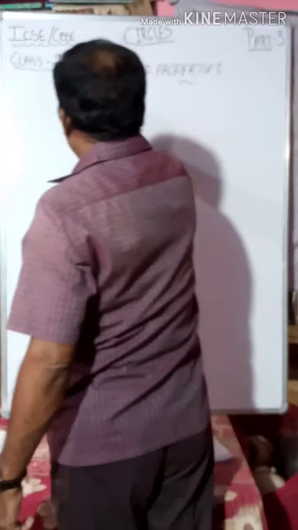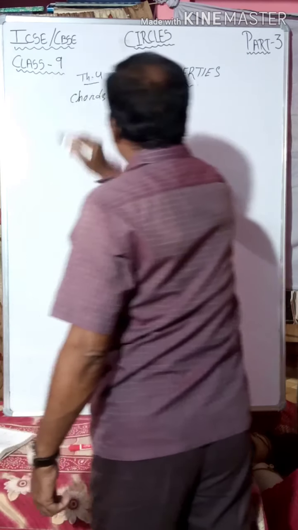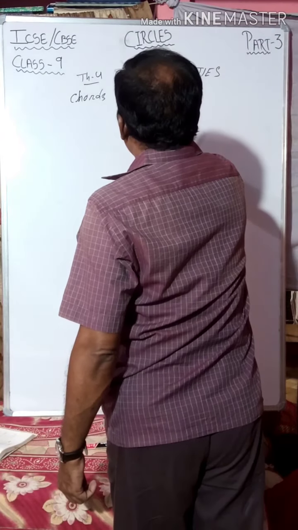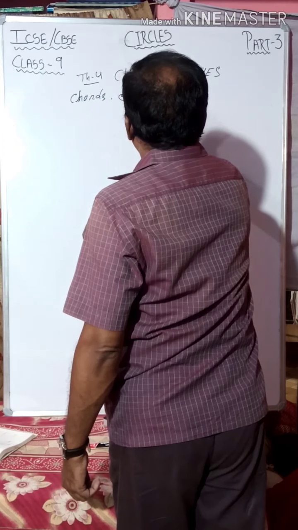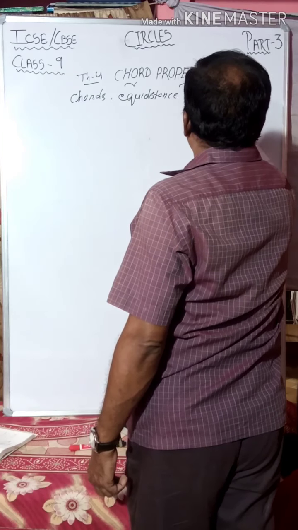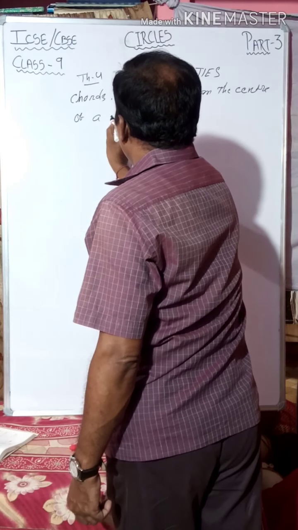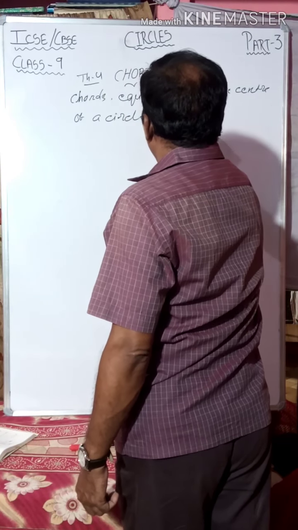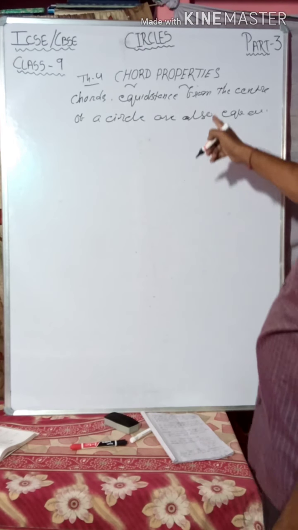Now just the opposite. Chords equidistant from the center of a circle are also equal. Just the opposite. Chords equidistant from the center of a circle are also equal.